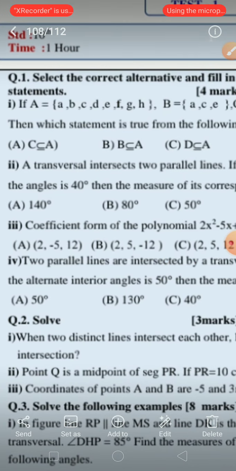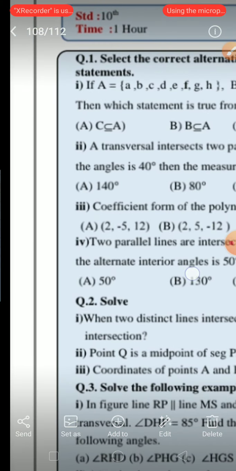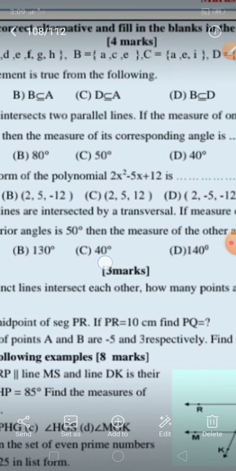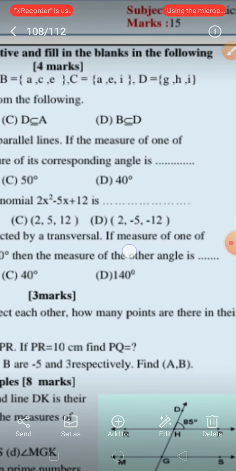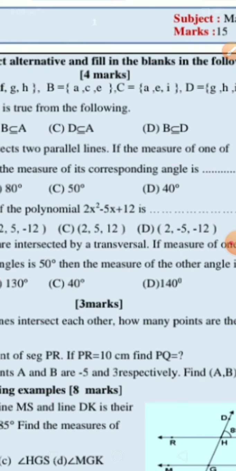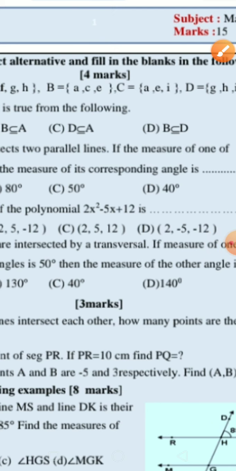Then the second: a transversal intersects two parallel lines. If the measure of one angle is 40 degrees, then the measure of the corresponding angle is what? The answer is 40, because the 4 pairs of corresponding angles are congruent to each other, so they are the same.